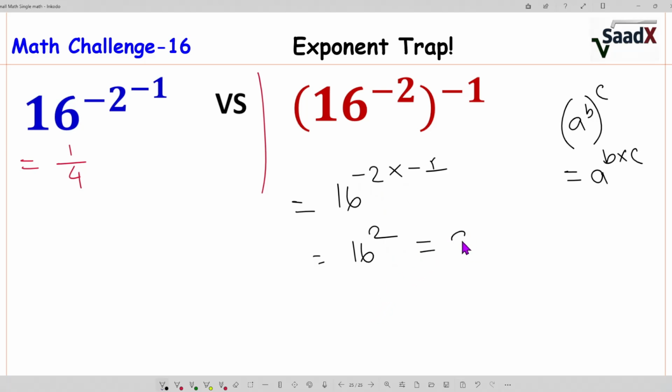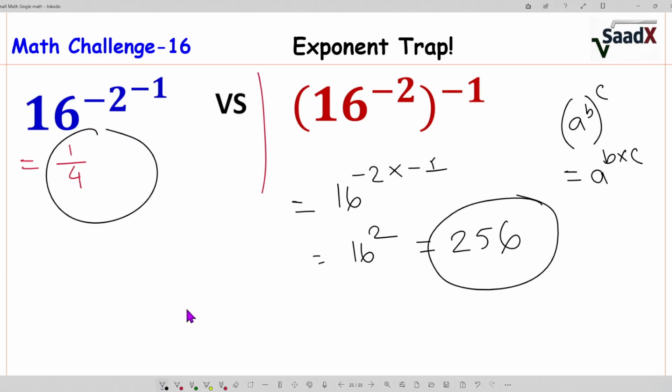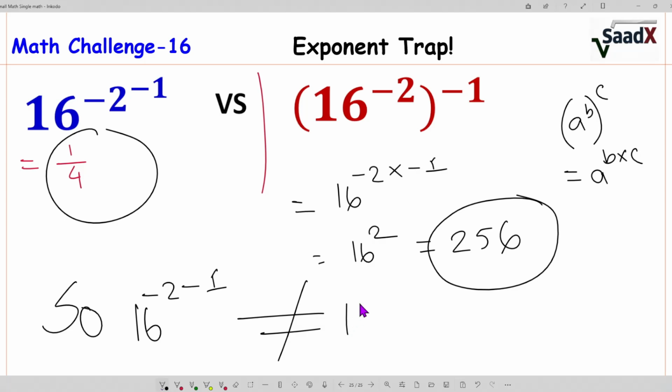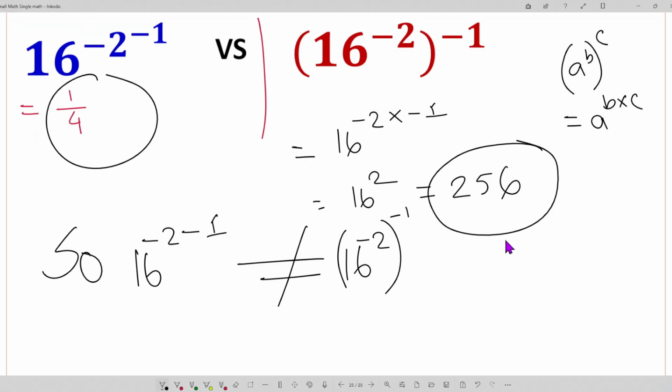16 square is 256. Look, this one is 256 and this one is 1 by 4. So 16 to the power minus 2 to the power minus 1 is not equal to 16 to the power minus 2 inside bracket to the power minus 1. Okay, so what is the common mistake?